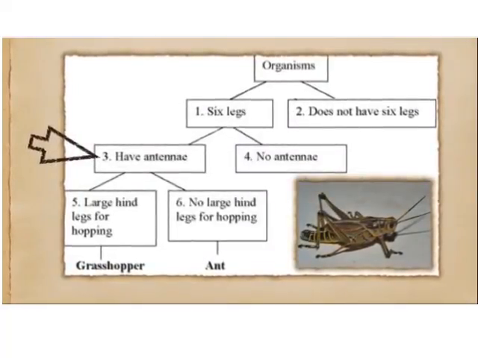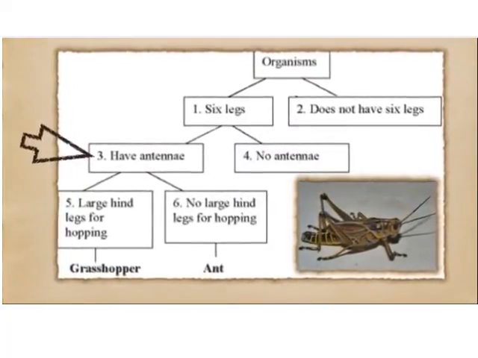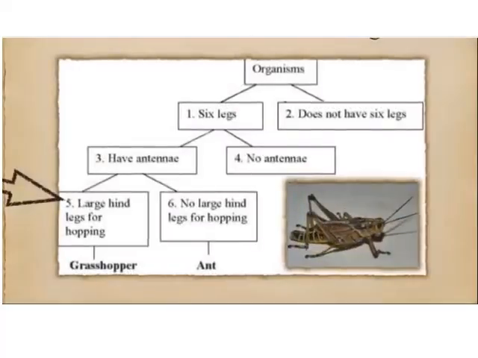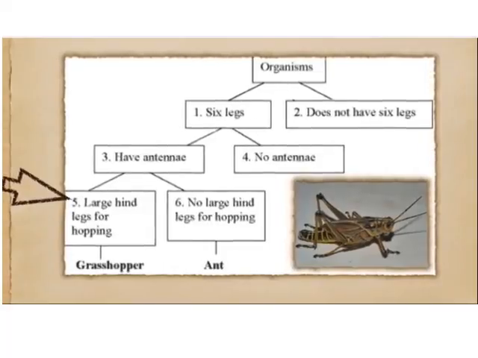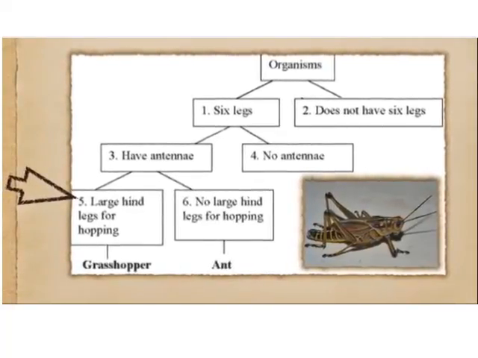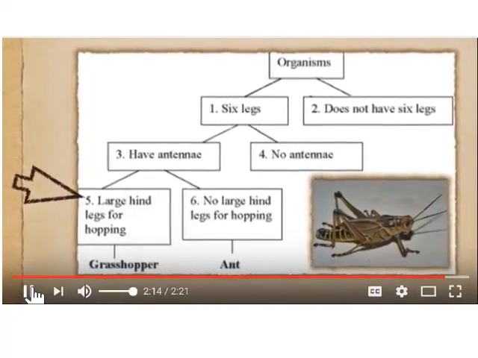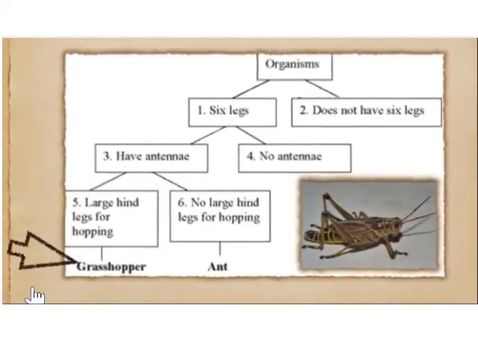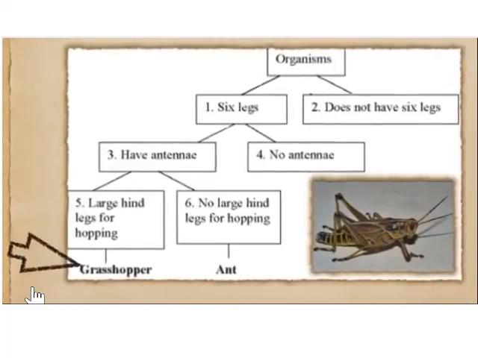The next set of paired statements are has antennae or no antennae. Our organism does have antennae. That branch leads us to our final statements, large hind legs for hopping or no large legs for hopping. Our organism does have large legs for hopping, so our organism is a grasshopper.